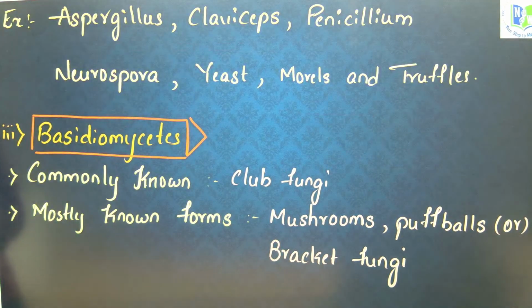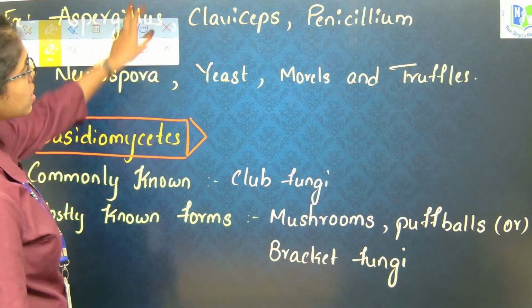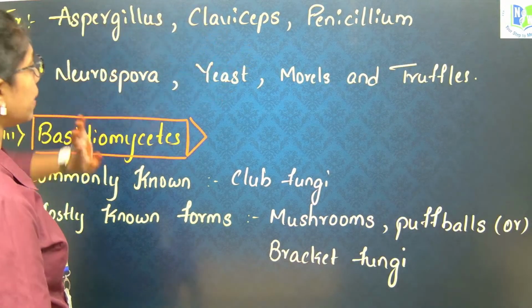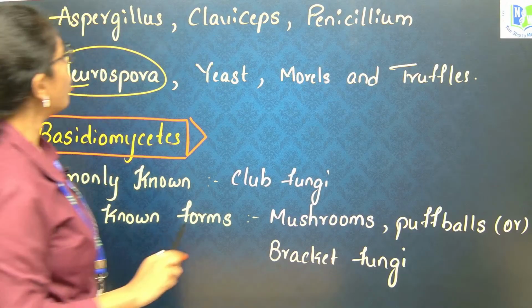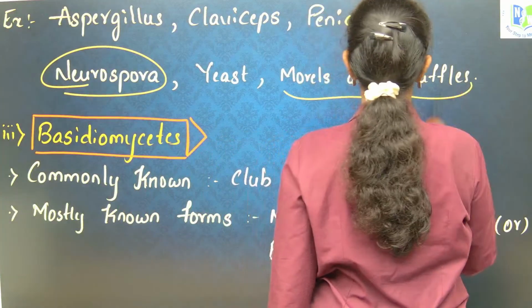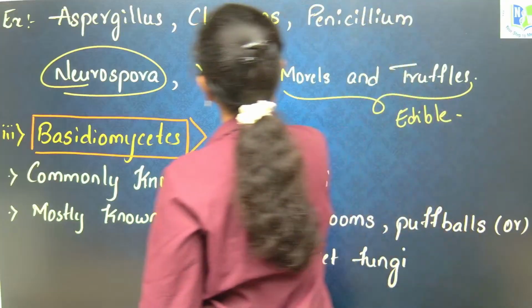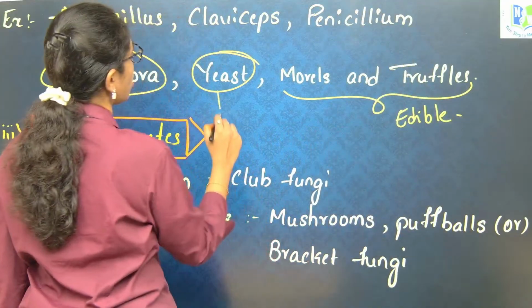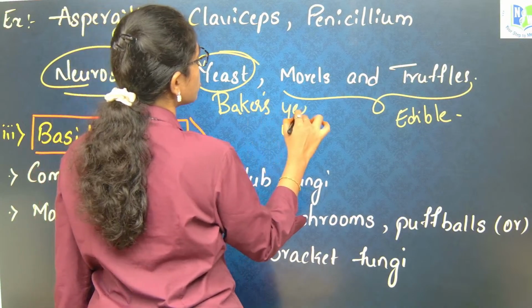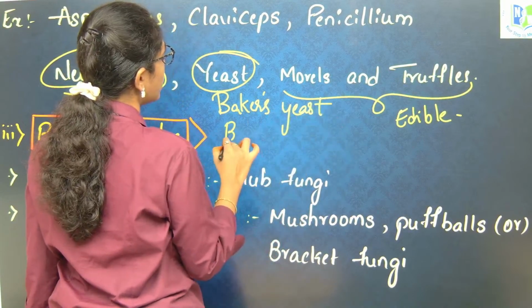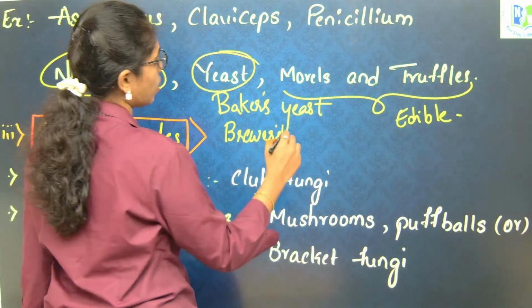Examples of Ascomycetes include Aspergillus, Claviceps, Penicillium, Neurospora, yeast, morels and truffles. Morels and truffles are edible fungi. Yeast, Saccharomyces cerevisiae, is also called baker's yeast or brewer's yeast because of its use in industries.